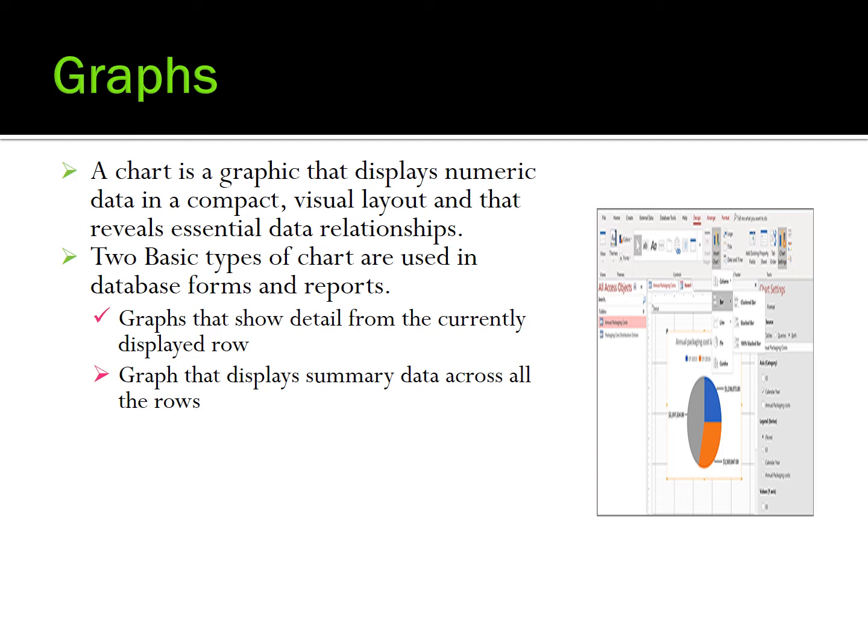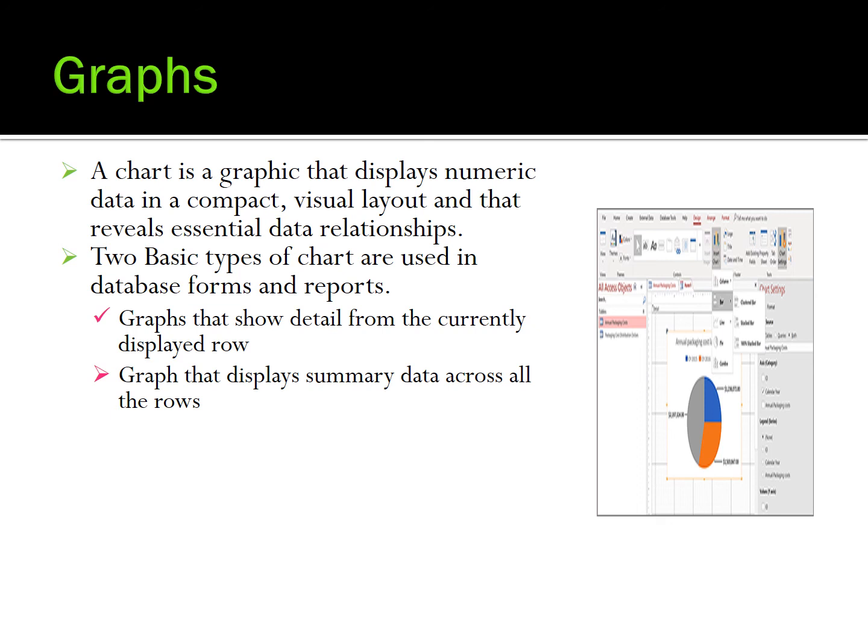Next is graph control. A chart is a graphic that displays numeric data in a compact visual layout and that reveals essential data relationships. You can add a chart to a form or report to visualize your data and make informed decisions. You can bind the chart to a table or query and customize the chart with a variety of properties. You can even make the chart interactive. For example, if you select a different category field on a form or report filter, you see different chart values. In Access, you can generate column, line, bar, pie, and combo charts.